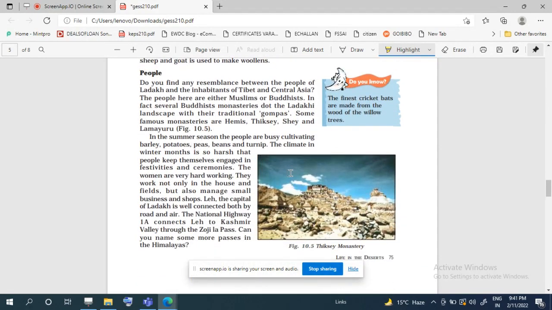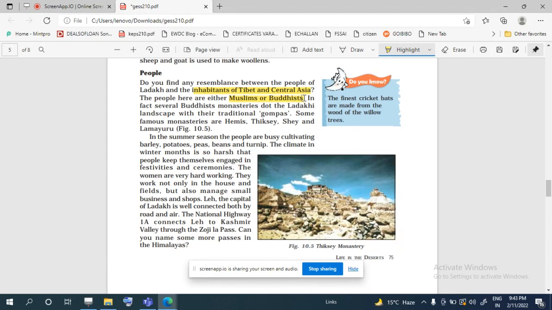Hello. So now we will be doing about the people. We find that the people of Ladakh very much resemble the inhabitants of Tibet and Central Asia. And the religion of the people is either Muslim or Buddhist. And we see that several Buddhist monasteries dot the Ladakhi landscape with their traditional gompas.